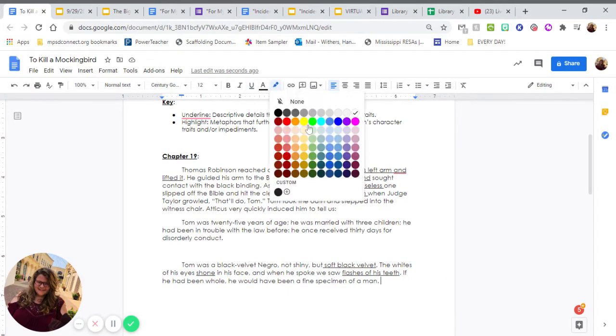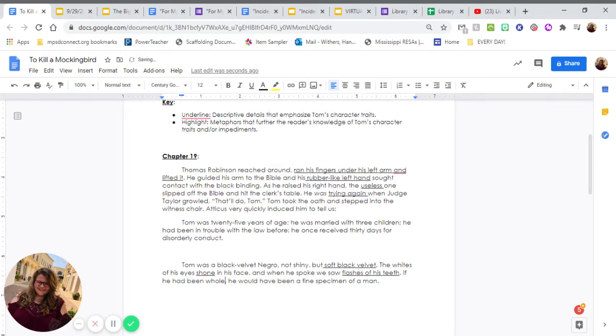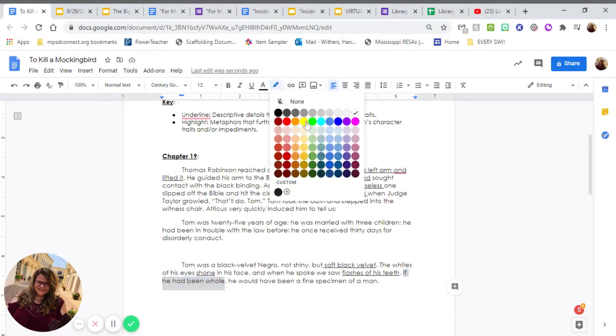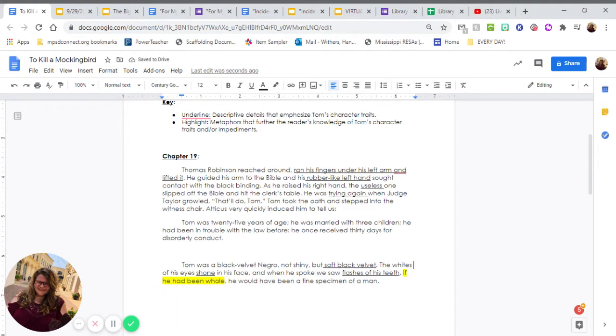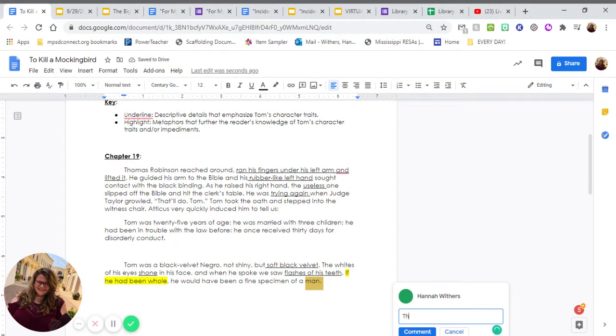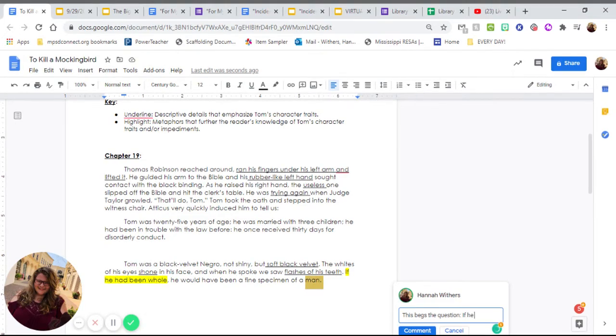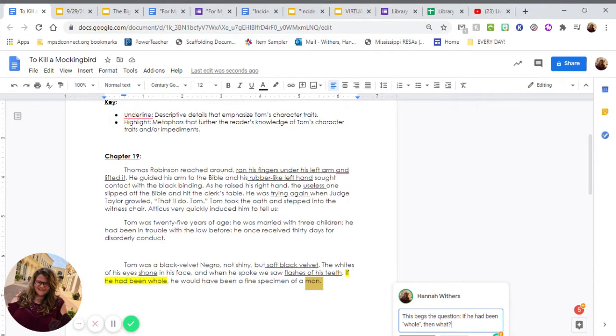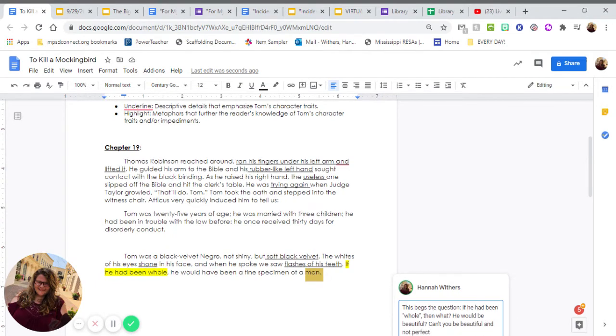So I'm going to go ahead and tell you our metaphors here. If he had been whole, then what? Then he would have been beautiful, right? Then he would have been a fine specimen of a man. And that's big, y'all. So this begs the question, if he had been, quote, whole, then what? He would be beautiful? Can't you be beautiful and not perfect?